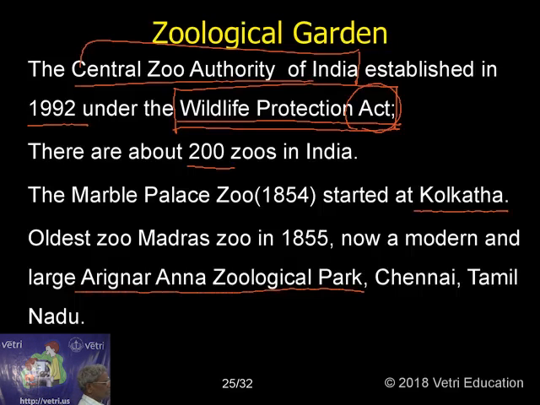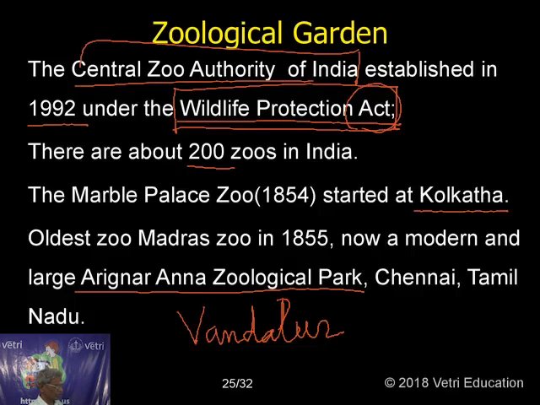And this is also sometimes popularly called the Vandalur Zoo, because it is in a place called Vandalur near Chennai, about 25 to 30 kilometers from Chennai proper. In Vandalur you have this zoo, and it has been named after one of the great chief ministers, Aringarana Zoological Park, Vandalur Zoo. It is one of the very old zoos. It was started in 1854 in a central place in Chennai, in Egmore. It was there, but then we thought that it should be in a much larger area. Then it was shifted about 20 or 25 years back.